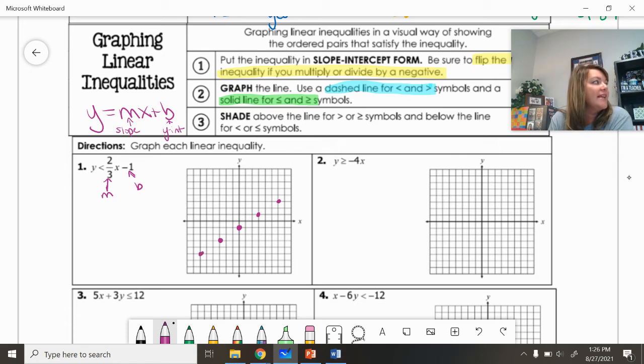And so since this is a less than, I'm going to have to decide whether you want a solid line or a dashed line. So for this one, since it's not an equal to, since it's just a regular less than, I'm going to do a dashed line. Okay, so I do a dashed line, just means I don't make it solid. I make it dashed up through here. And then since it's a less than, then I'm going to shade down here below. And I like to shade with a highlighter because I think it's easier to see.